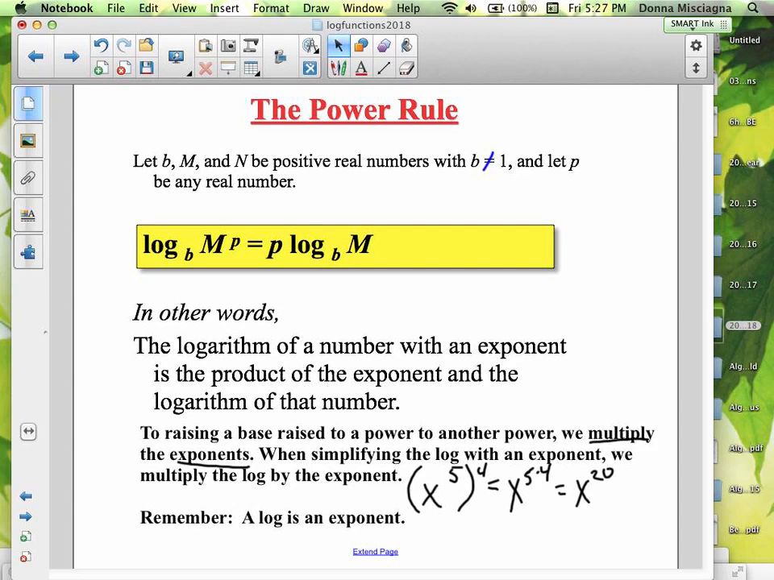And we can go the other way as well. So if we have a product, we have something multiplied by a log, we can move that back and make it an exponent. Let's see what that looks like.